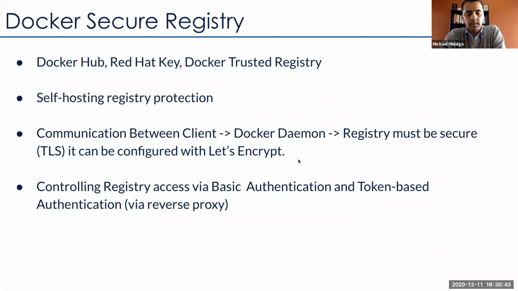Well, Docker security in the registry, that's an important item. Even if you use DockerHub or your own hosted registry, it's important to make sure that self-hosted registries are protected. Make sure that the communication between the client, the Docker daemon, and the registry is secured using TLS. This is relatively easy to deploy using things like Let's Encrypt. And it's important to protect the registry using, obviously, basic authentication, which is quite basic. It still is a protection. Or token-based authentication via, for example, a reverse proxy. So there are multiple ways for us to protect the registry.